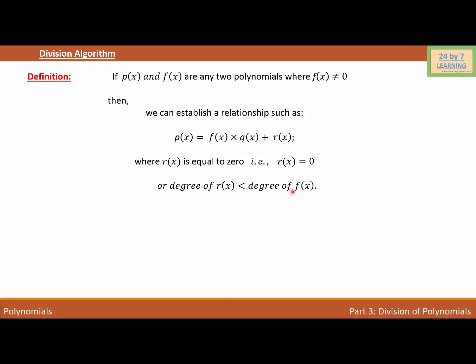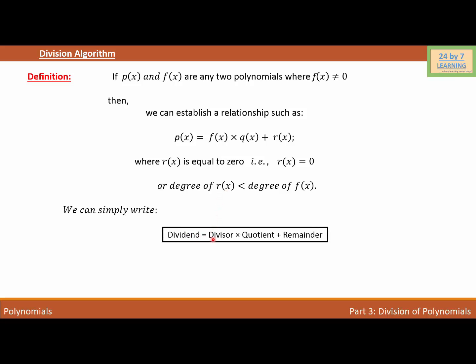So basically what we are trying to do is reduce the polynomial p(x) so that the degree of f(x) after division is always greater than the remainder. So basically we should get a remainder with the least indices or power. Then we can simply write dividend is equal to divisor times quotient plus remainder.